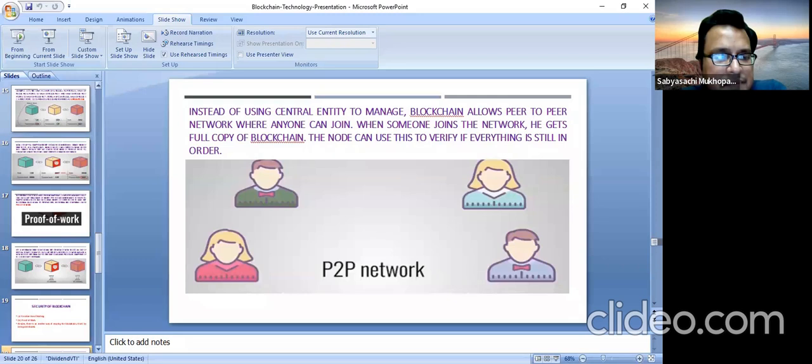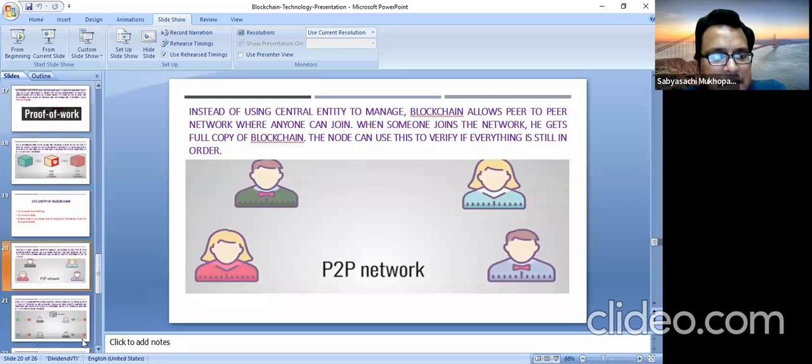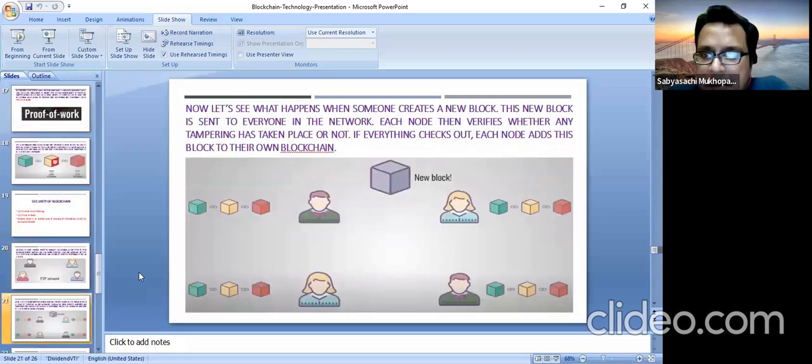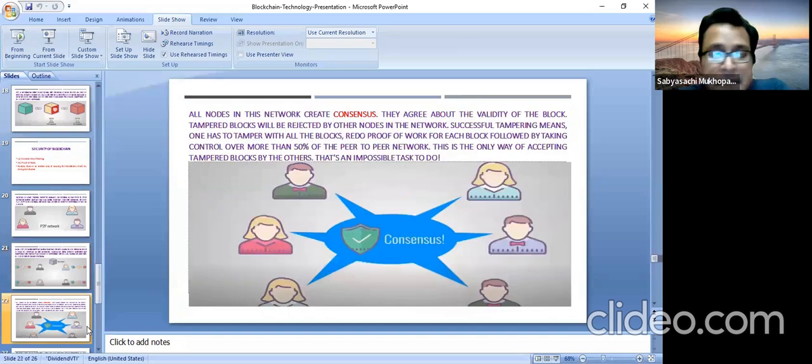So if it proceeds like that, then for example, if you are creating a new block, first of all, each node will check whether this block is okay or not. If that is okay, and everything is in proper place, then that particular node will allow the new block to enter its own blockchain. So you can understand that this kind of concept, we are calling the consensus.